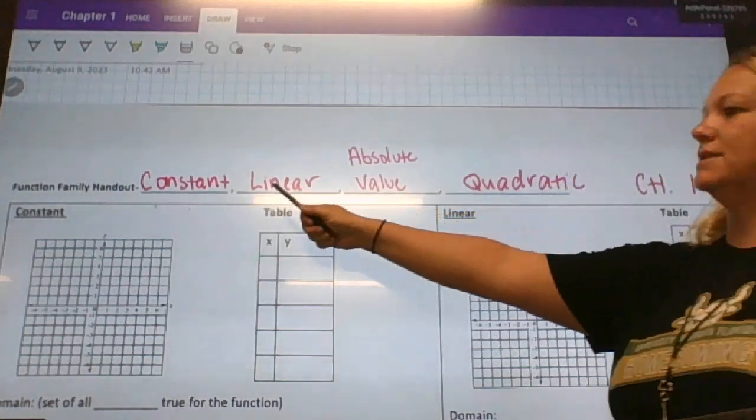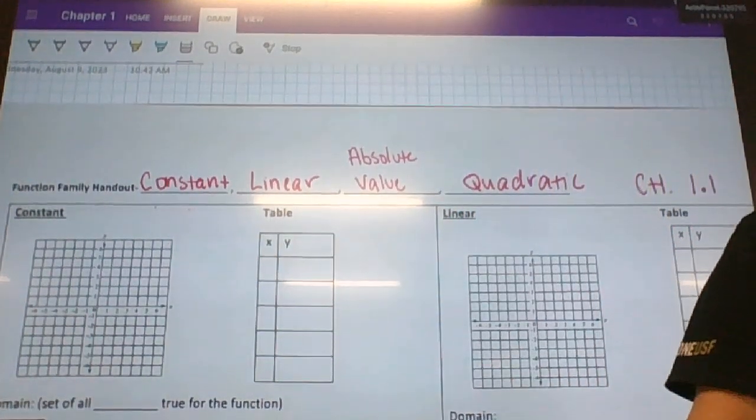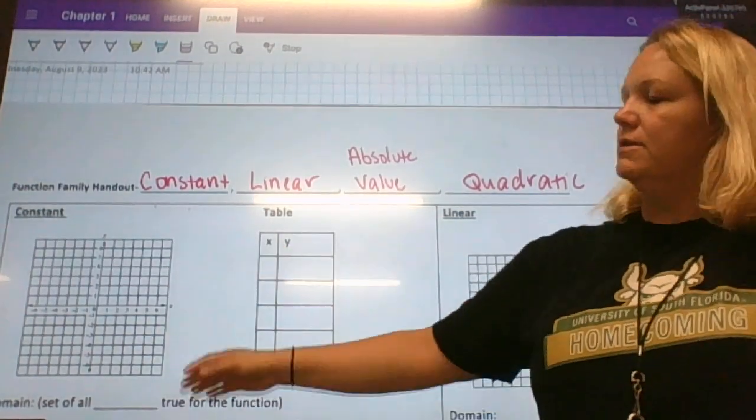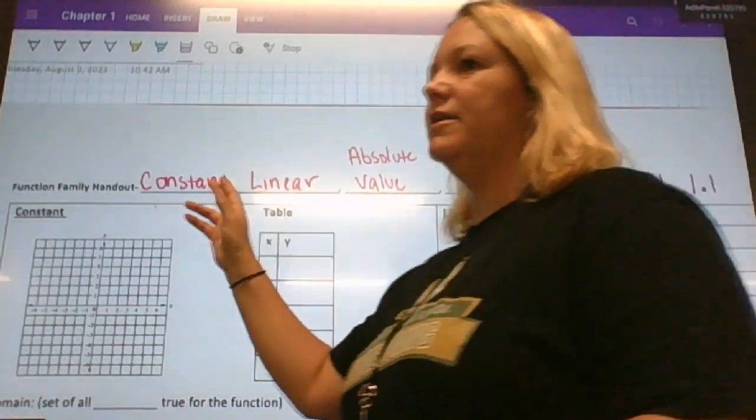The first one's called constant. It's the worst. I don't almost ever cover it, but it shows up in your book from time to time. So the constant function. Then you have the linear function we talked about.